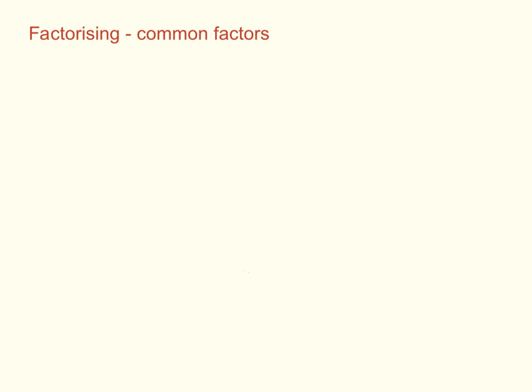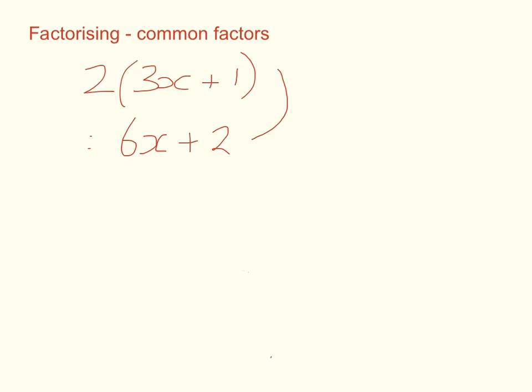Okay, what we've been doing so far is we've been doing some work on expanding brackets. So what we know how to do is something nice and easy like this. Okay, and we expand those brackets and we do 2 times 3x, which is 6x, and then we do 2 times 1, which is 2. And these two things are the same as each other, just a different way of writing it down.